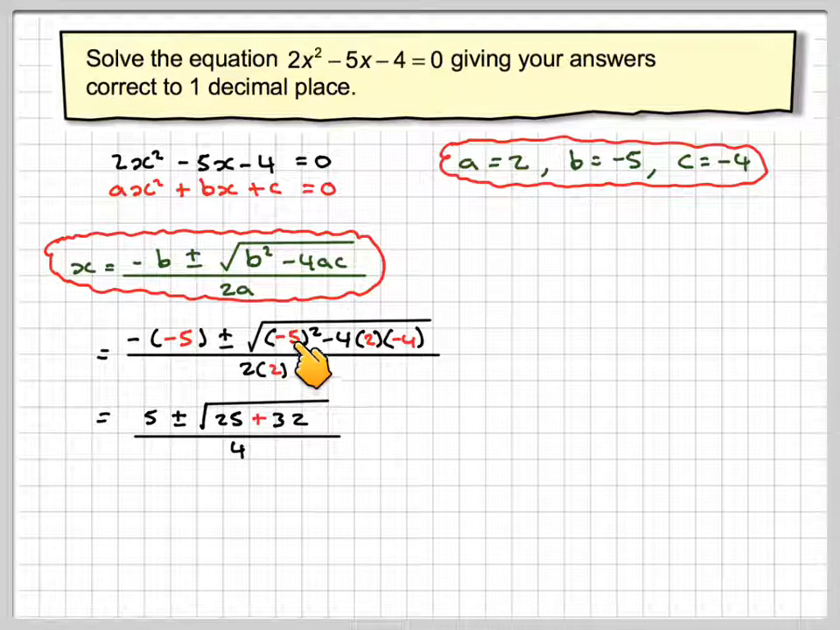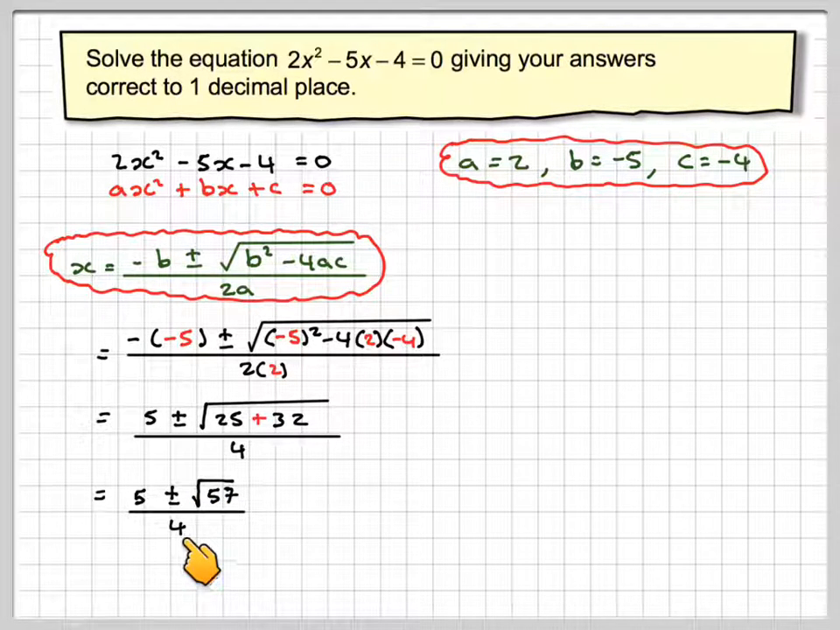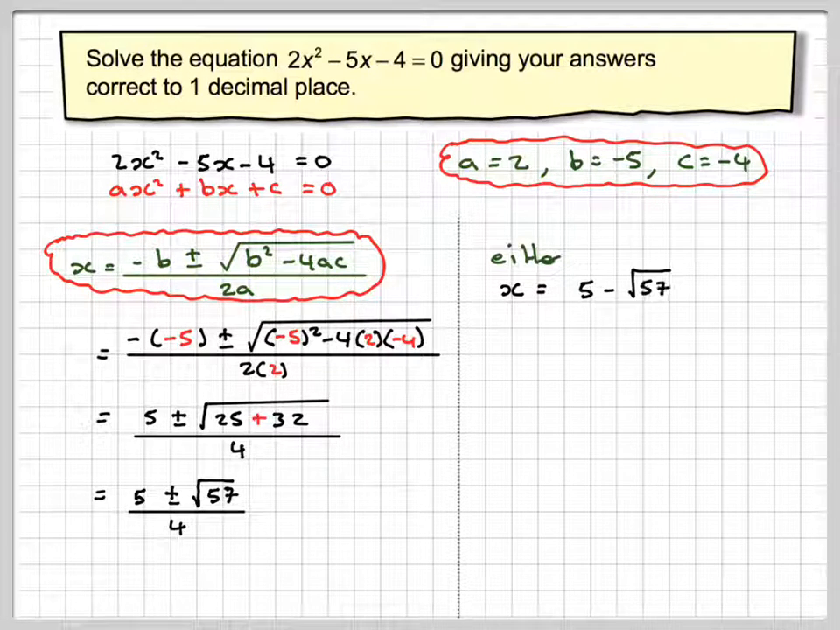Now the common mistake here is to say that minus 5 squared is minus 25, and here you end up with a square root of 7 instead of 57. So we're going to have 5 plus or minus the square root of 57, all divided by 4. So either x is equal to 5 minus the square root of 57 divided by 4.